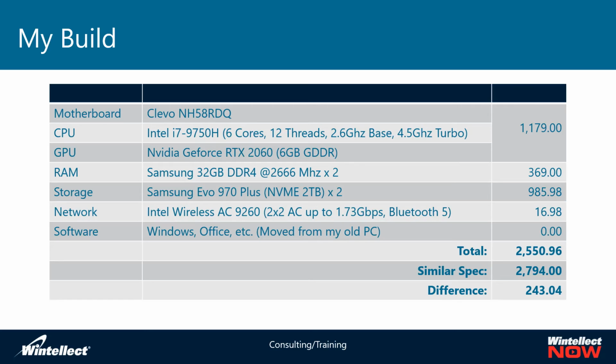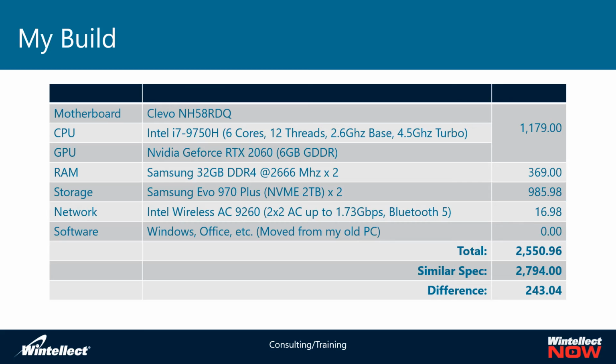To compare this to another build, I went out to one of the custom manufacturers for a laptop and spec'd out a laptop that had very similar components. Actually, I think it still had the same base model that I was using, and I had no software on it, so there was no cost associated with software at all either. So it was just the hardware, and the price of that laptop came out to be about $2,800. I spent about $2,550, for a difference of $243.